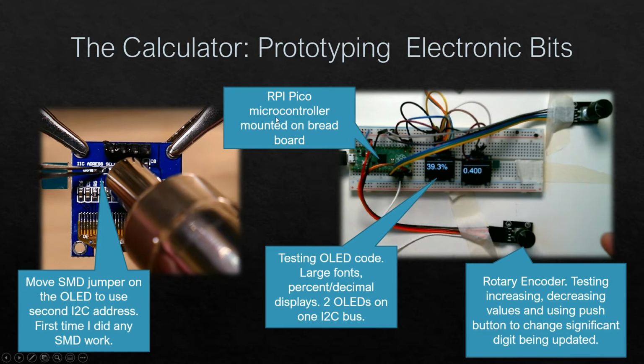For the calculator, I used the Raspberry Pi Pico microcontroller, and to start off with, while I was testing it out, I was mounting it on a breadboard to get my code right for the rotary controls and controlling the OLEDs, and making sure I could actually control 2 OLEDs and an LED output all on one I2C bus.